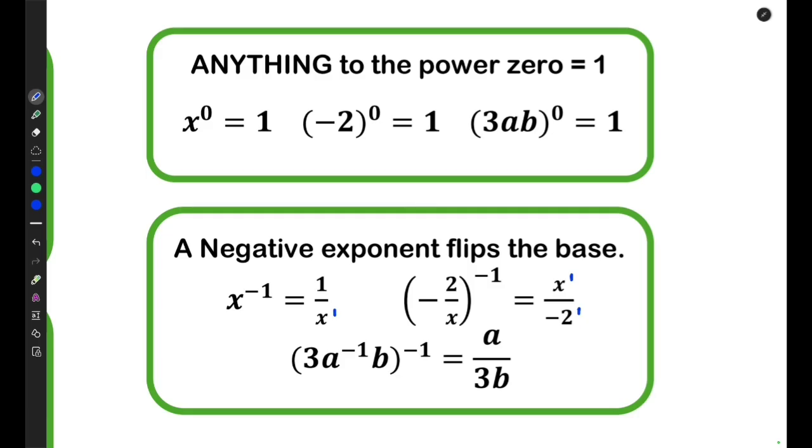In the next one, you must focus very clearly. There's a 3, the a has a negative exponent, and the b does not have a negative exponent. I skipped a step here. The middle step that I skipped would be if I just keep the ones with a positive exponent up top, and I move the a to the bottom because it has a negative exponent, then all of this to the power minus 1 is where we get our answer. So I just flip the base in the fraction.